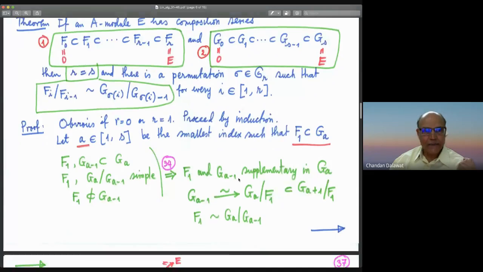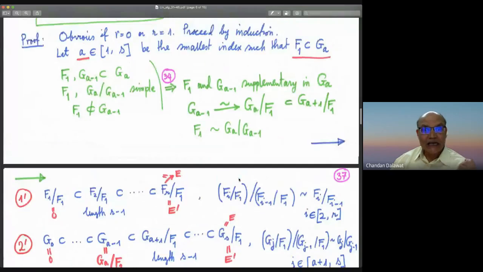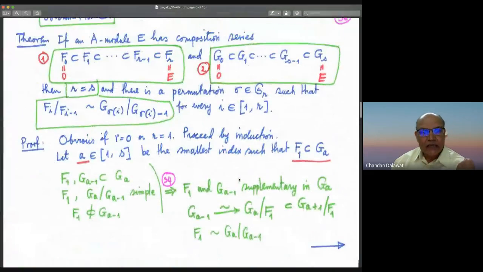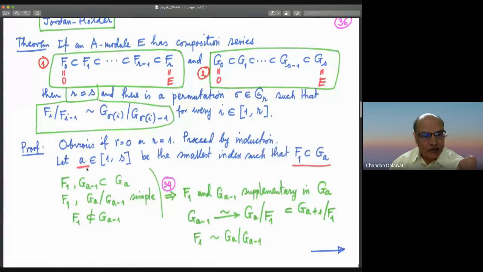Right, okay. So as I was saying, in general, we are proceeding by induction on R. I have these two composition series now of length R and length S. And this F1 is going to be contained in some GA, but not in GA minus 1.